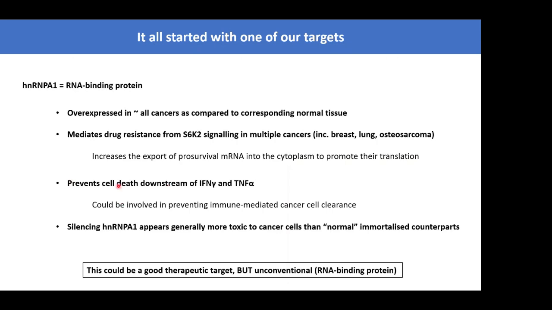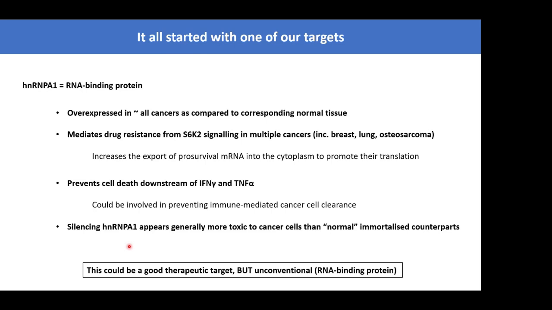More recently, we also found that HNRNPA1 prevents cell death downstream of immune cytokines such as interferon gamma and TNF-alpha, which are involved in immune cell-induced cell death in cancer immunotherapy. Therefore, HNRNPA1 could prevent the immune clearance of tumors, and that could be a problem in terms of resistance to checkpoint inhibition.